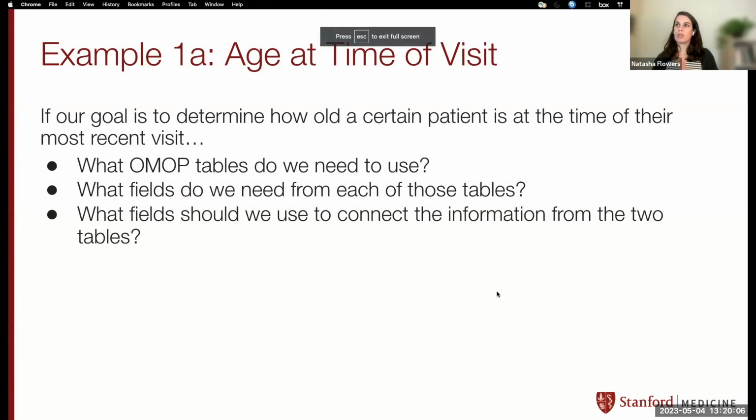Cool. So to try this out a little bit, not getting too much into the concepts, if our goal is to determine how old a certain patient is at the time of their most recent visit, what OMOP tables do we need to use and what fields do we need from each of those tables?